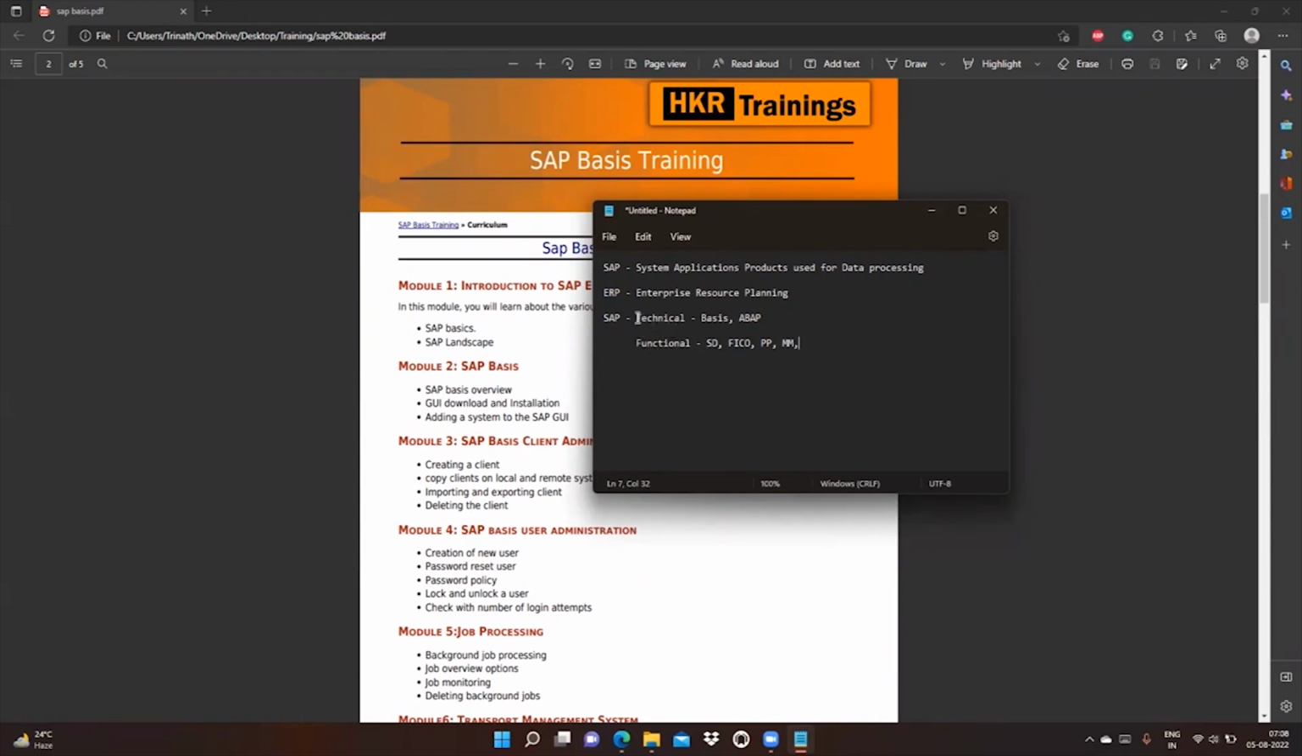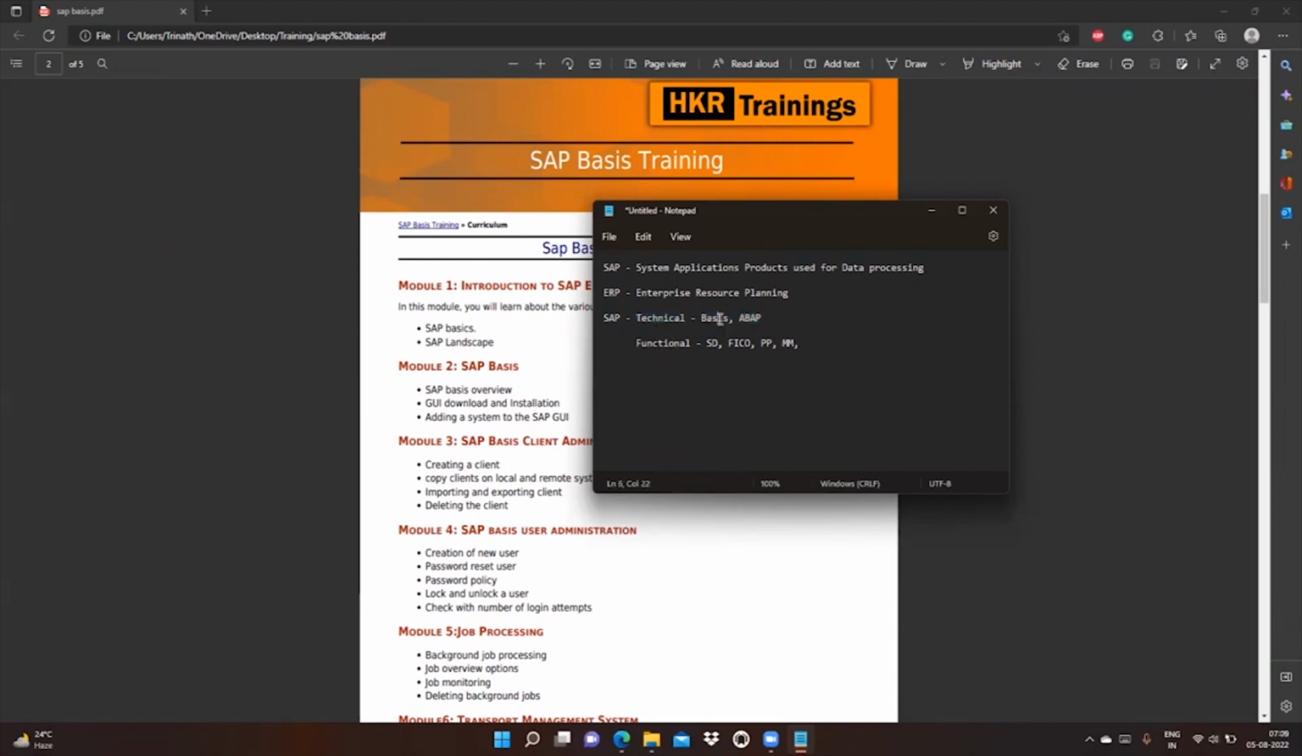But when it comes to technical, there are only two modules. One is Basis and one is ABAP. The main difference is that the Basis and ABAP technical modules deal with the direct SAP software. They don't deal with any kind of customizations or anything.